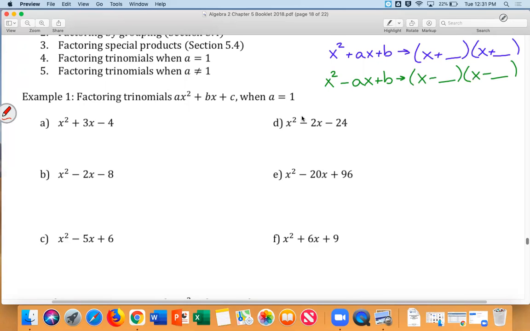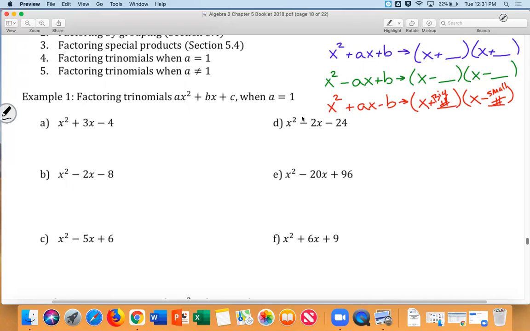Now, if it's x squared plus ax minus b, it's going to be x plus some number times x minus some number. But here's the thing. This number is going to be the big number, and this one's going to be the small number, because when I add them, my bigger number plus my negative number, which is smaller, needs to be positive.